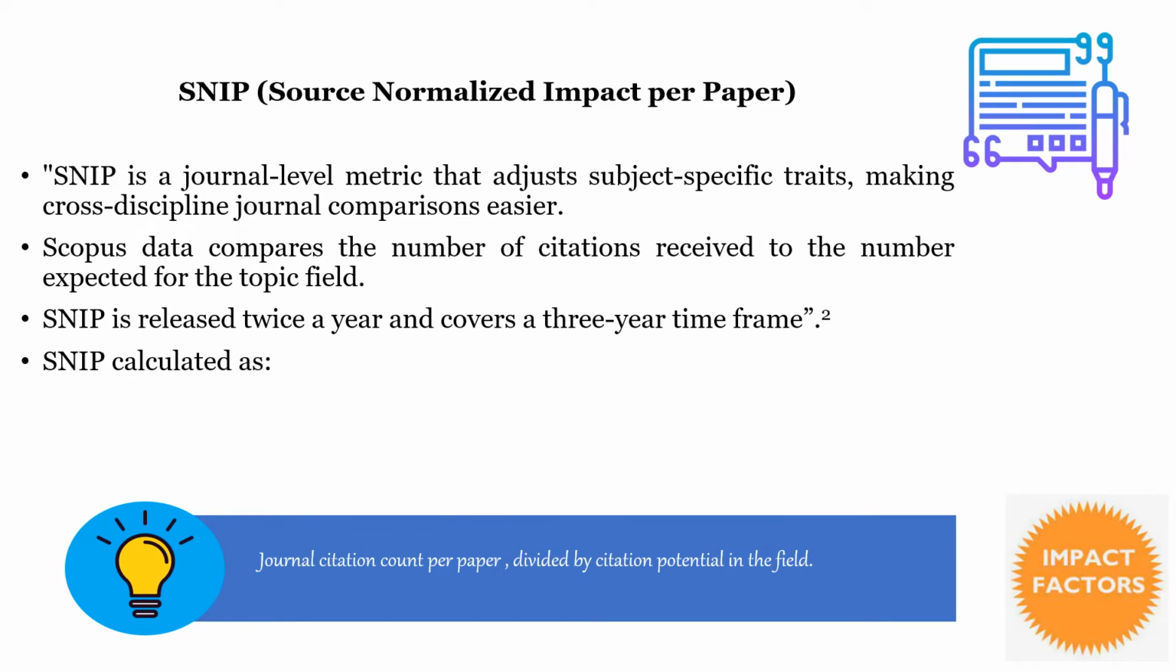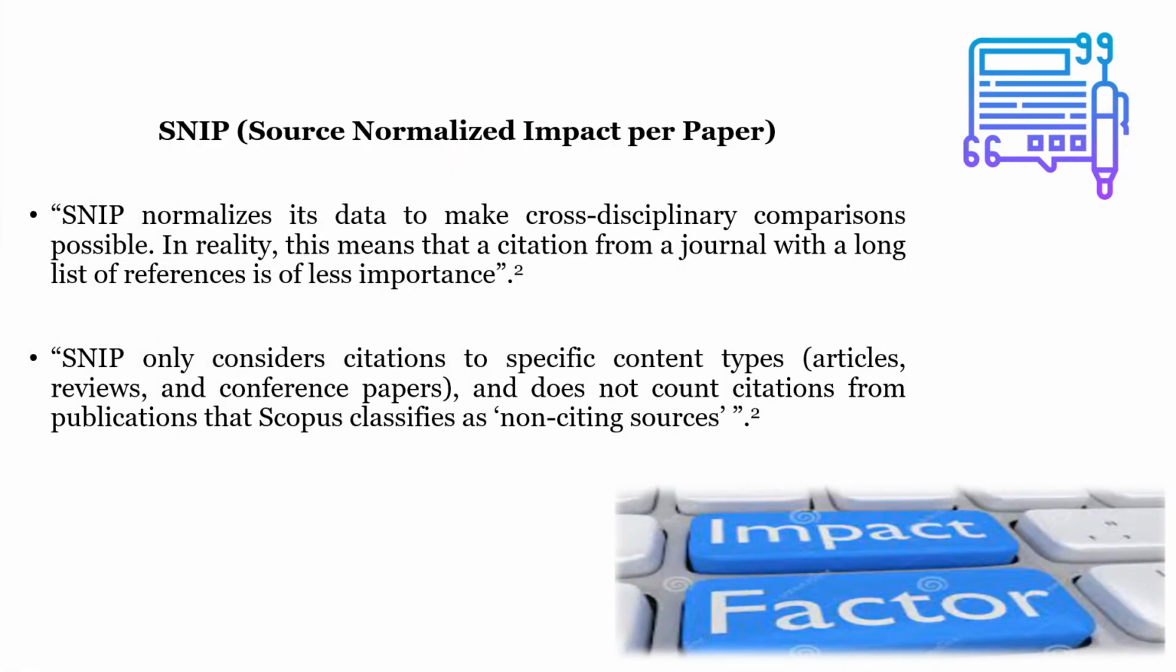So the formula is journal citation count per paper divided by citation potential in the field. SNIP normalizes its data to make cross-disciplinary comparison possible, as I already discussed. SNIP also considers citations of specific content types like articles, reviews, and conference papers, and does not count the citations from the publications that Scopus classifies as non-citing sources.